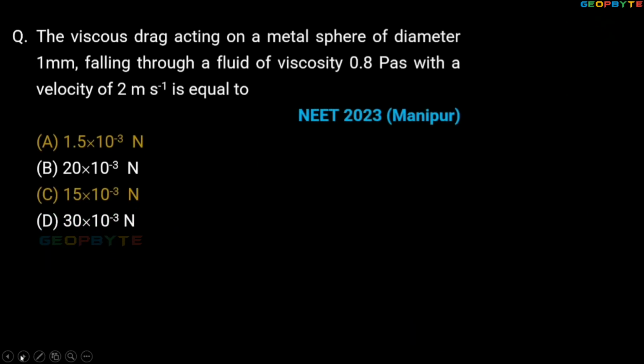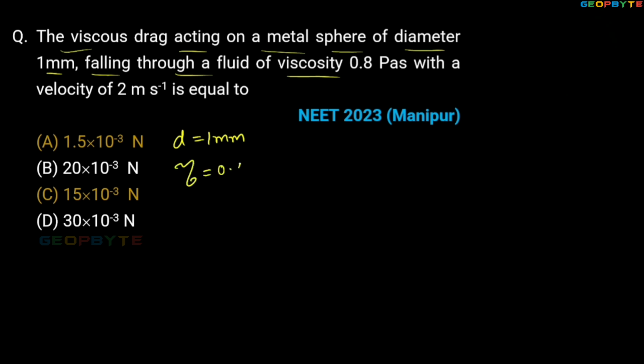Similarly, let us take another important problem. Look at this problem, asking like this: the viscous drag acting on a metal sphere of diameter 1 mm, diameter of metal sphere d equal to 1 millimeter, falling through a fluid of viscosity 0.8, viscosity eta equal to 0.8 Pascal second, with a velocity v equal to 2 meter per second is equal to. We are asked to find the viscous force or viscous drag for the metal sphere.